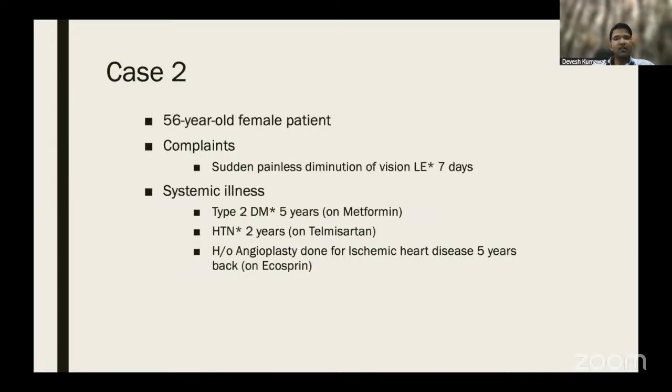Coming to the next case, this is a proliferative diabetic retinopathy case. So this is the brief summary of the patient. We'll come to detailed workup later. So it's a 56-year-old female patient with complaint of sudden painless diminution of vision in the left eye for past 7 days. She is a diabetic for past 5 years on metformin, hypertensive for past 2 years on telmisartan. History of angioplasty is there for ischemic heart disease 5 years back, and now patient is on ecosprin.